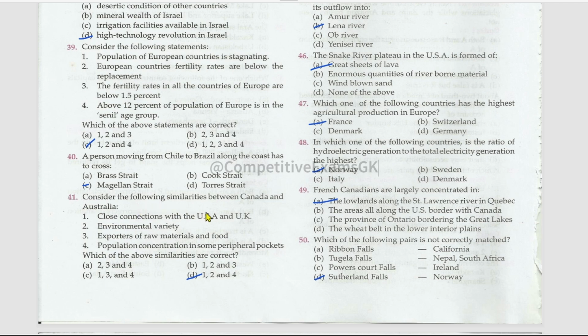Consider the following similarities between Canada and Australia. Okay, above similarities are correct. Close connections with the USA and UK. True. Environmental variety, right? Population concentration in some peripheral pockets. True. 1, 2 and 4 are right. Third statement is false.